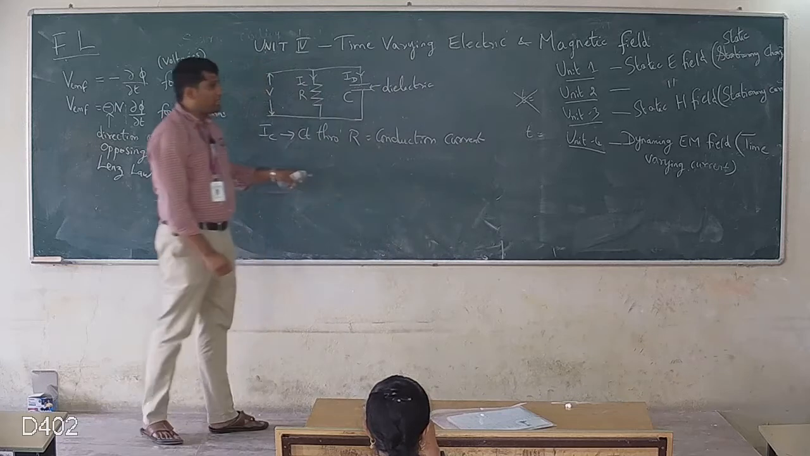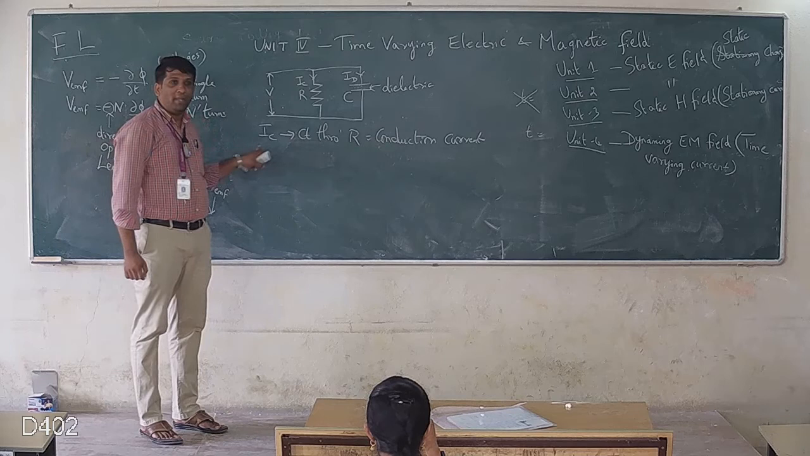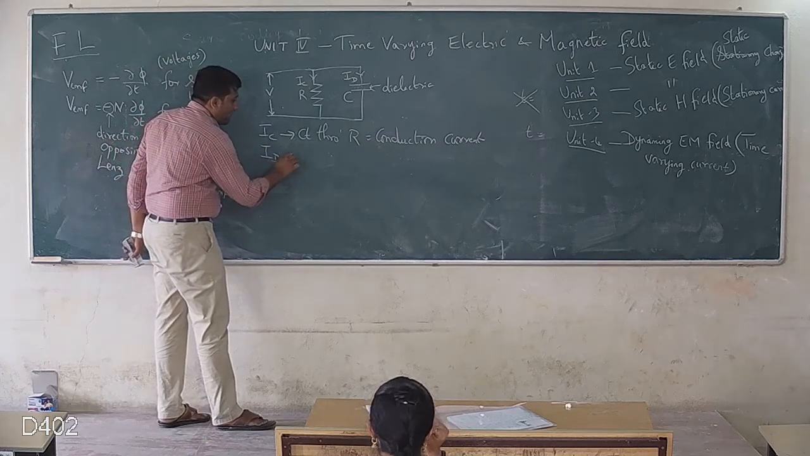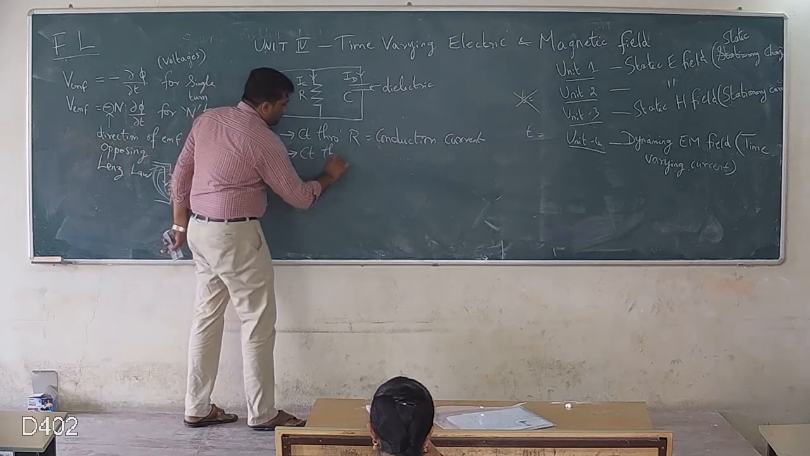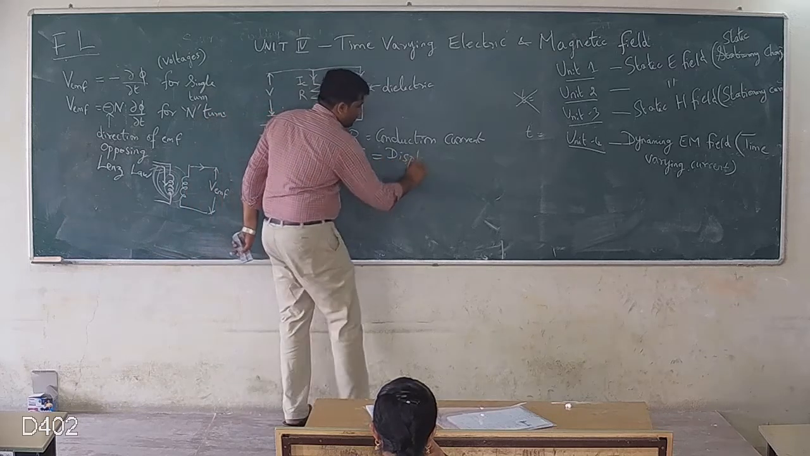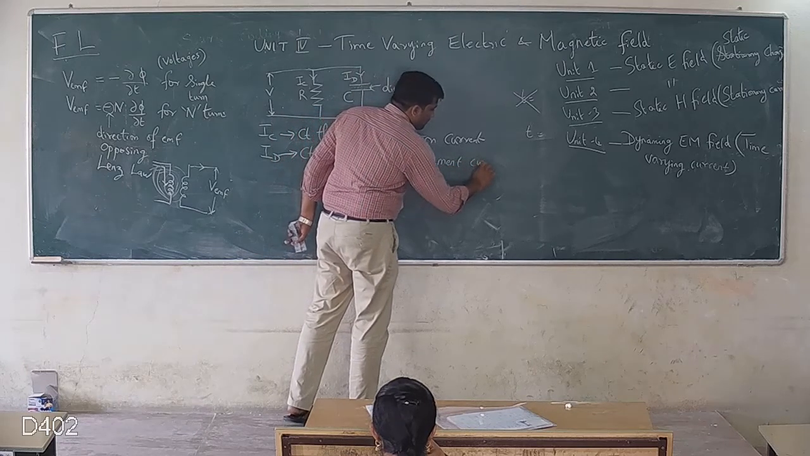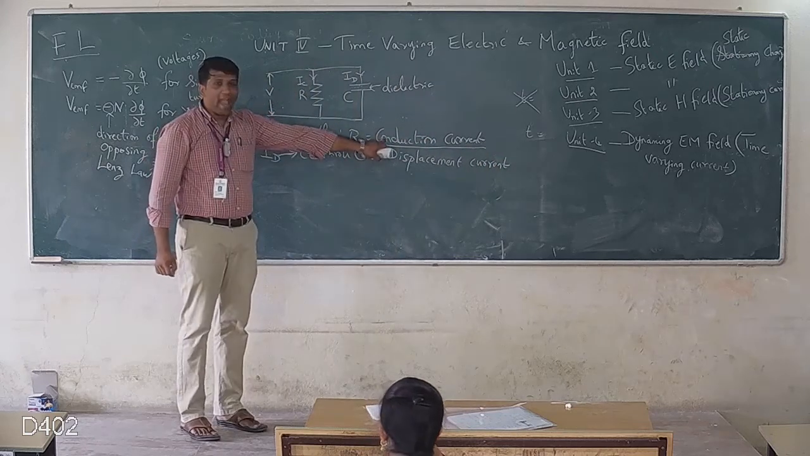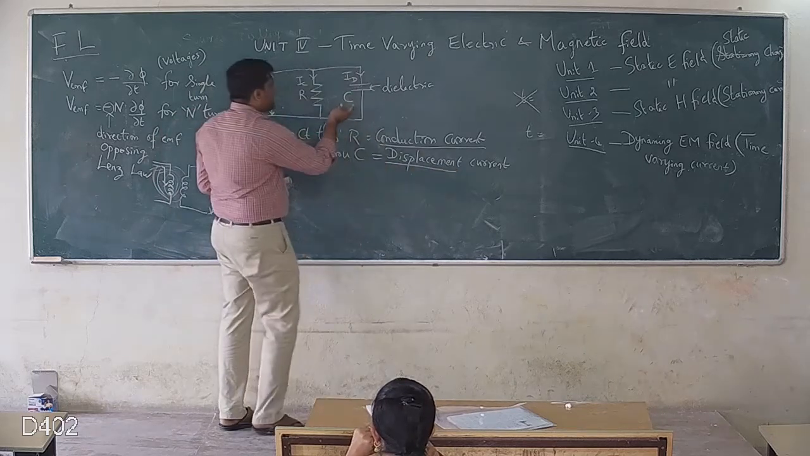We can understand that whenever the current flows through a conductor or resistor, the current is conduction current. Whereas if the current flows inside a dielectric or a capacitor, then that current is called displacement current. In other words, the conduction current is due to actual motion of charge, and the displacement current is a displacement of the charge.